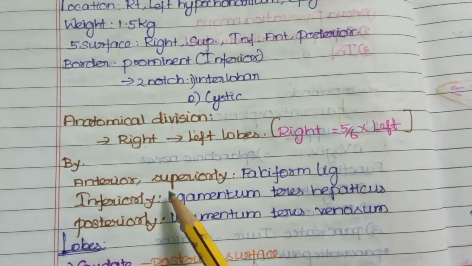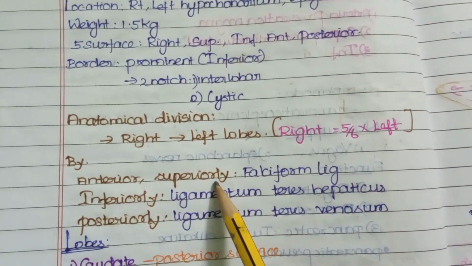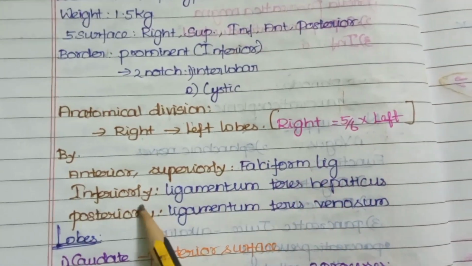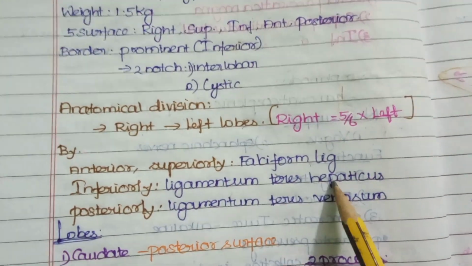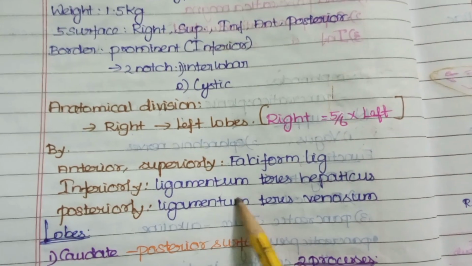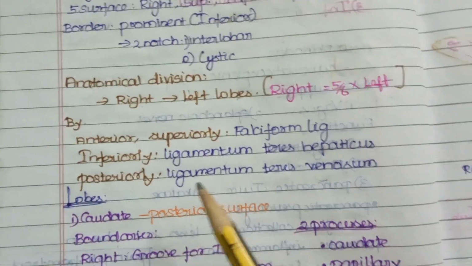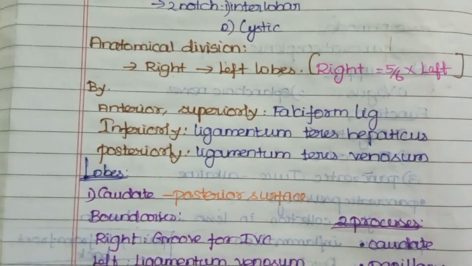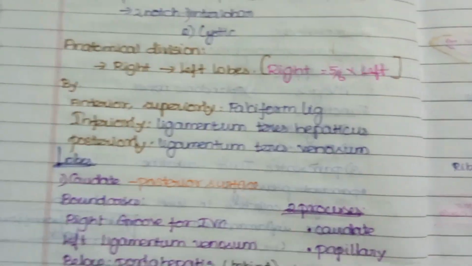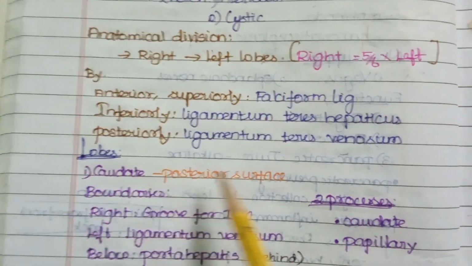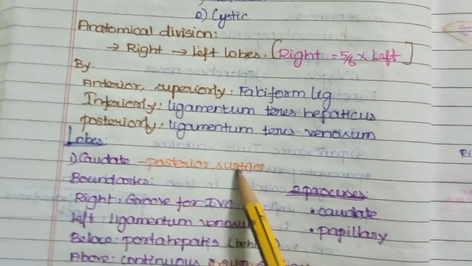And how do we divide it anatomically? Anteriorly and superiorly by the falciform ligament, inferiorly by the ligamentum teres hepatis, and posteriorly by the ligamentum venosum. Now we can see some parts of the liver. First one, the caudate lobe, that is located in the right lobe on the posterior surface.